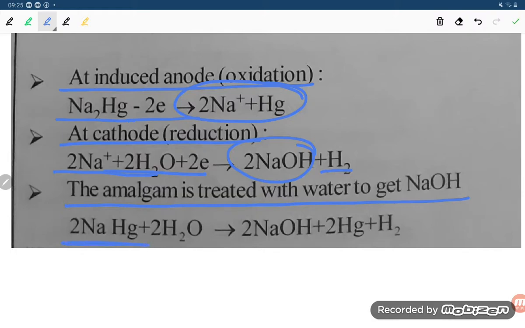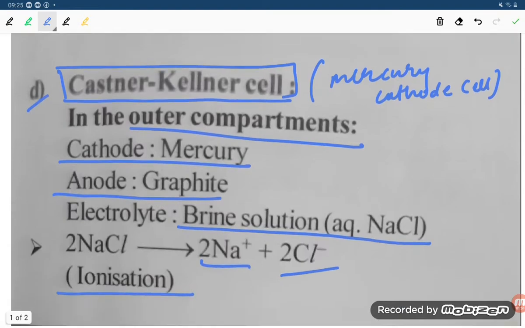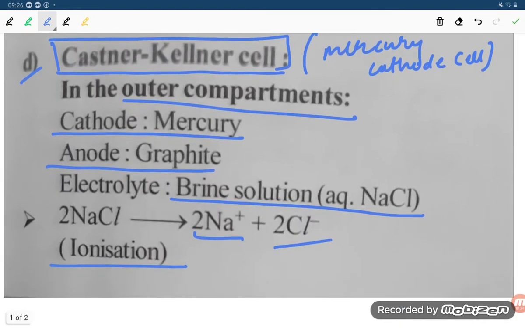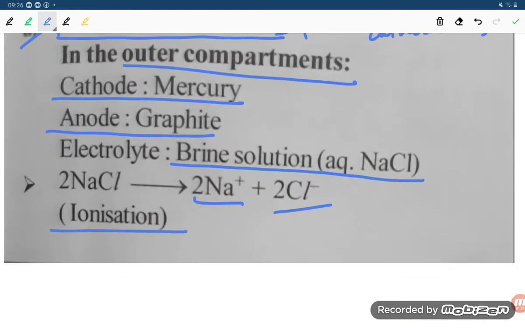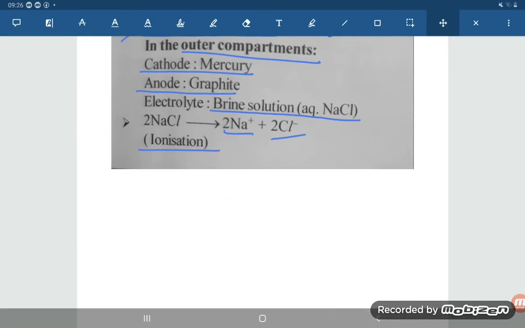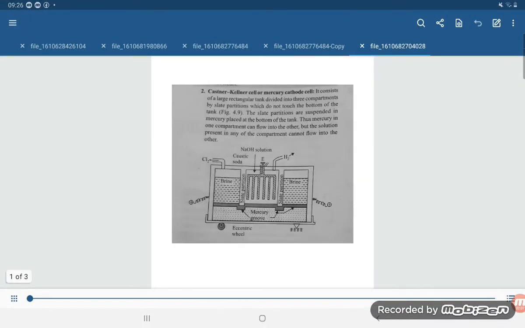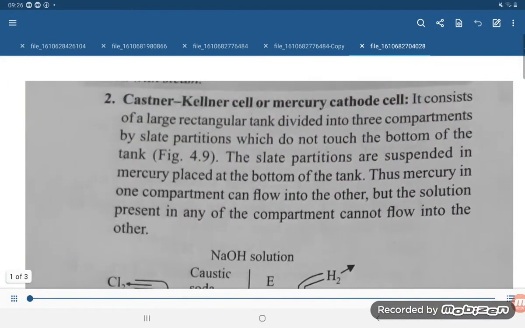The amalgam is treated with water to get NaOH. So NaHg reacts with water, giving 2NaOH plus 2Hg plus H2. So this is all about the preparation of sodium hydroxide from the Castner-Kellner cell. Now student, we can go a little deeper into the Castner-Kellner cell and try to find out the correct answers.